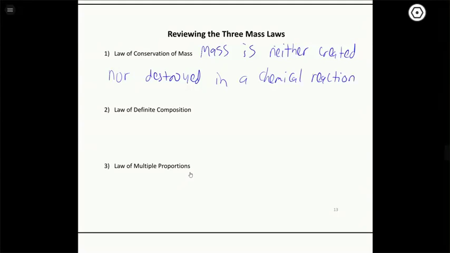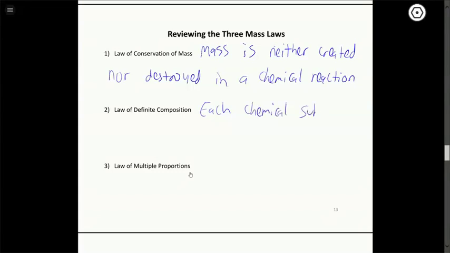The law of definite composition tells you about the composition of a single compound by itself, a single pure chemical substance. And each distinct pure chemical substance has a specific proportion of elements by mass.